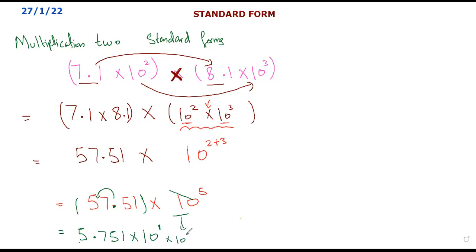And now let's simplify it. This will give us 5.751 multiplied by 10 to the power, finally, 6. Again, the bases are the same, they are being multiplied, so the powers would be added. So 1 plus 5 gives 5.751 into 10 to the power 6. So is it okay?